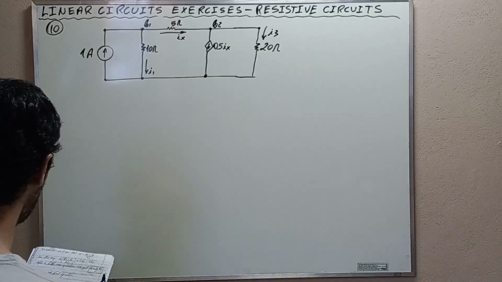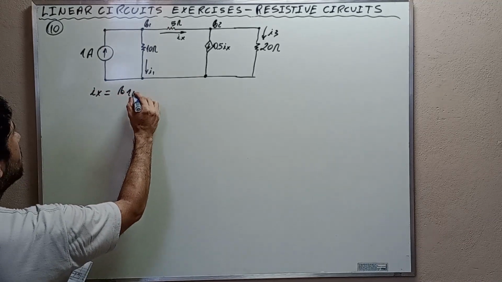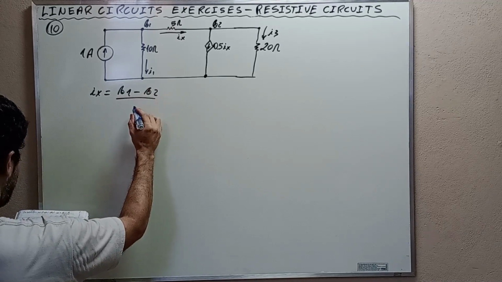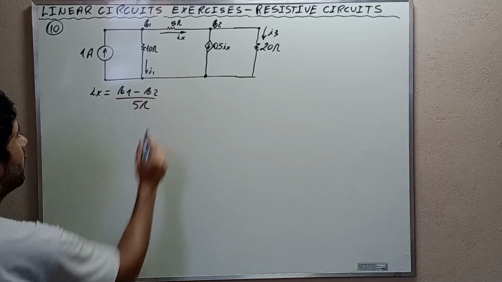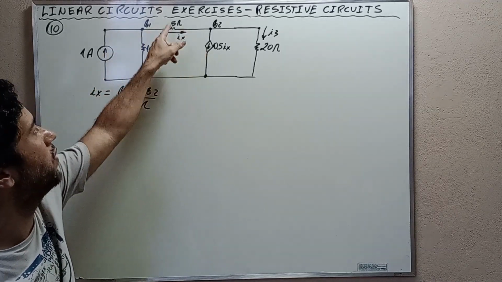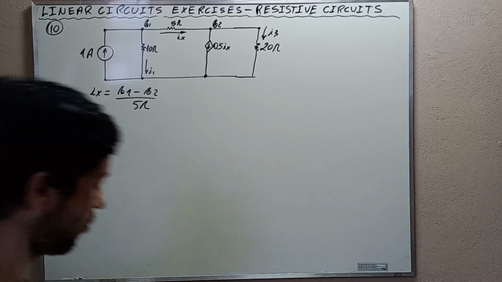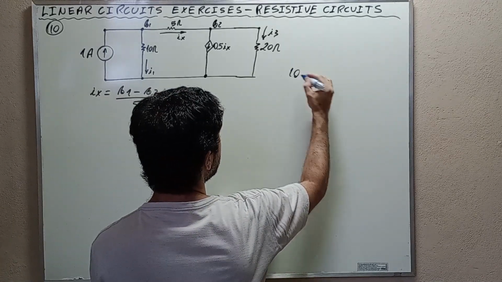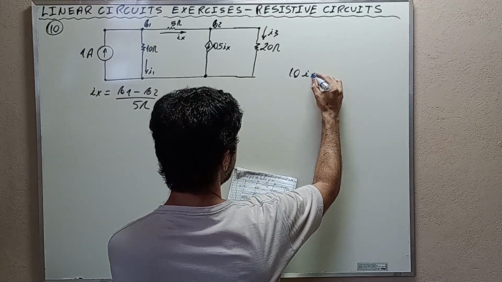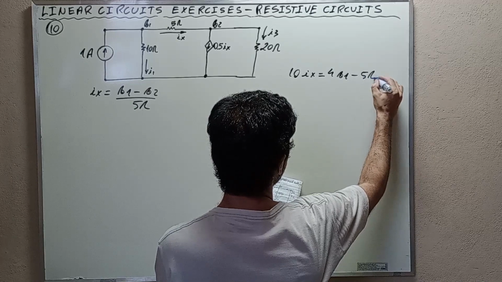Alright, observe that Ix is equal to V1 minus V2 divided by 5. It is easy to understand this: this minus this, divided by 5, is Ix. And in this way, returning to one of the equations, I had written here this: 10 times Ix is equal to 4 times V1 minus 5 times V2.